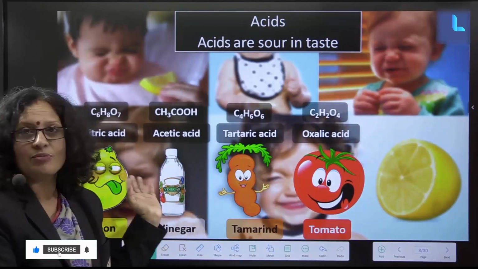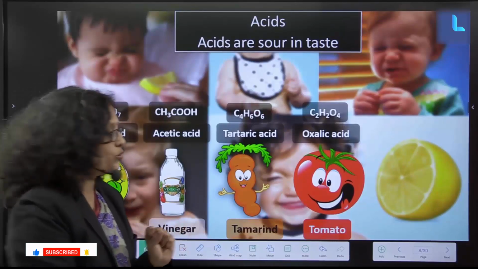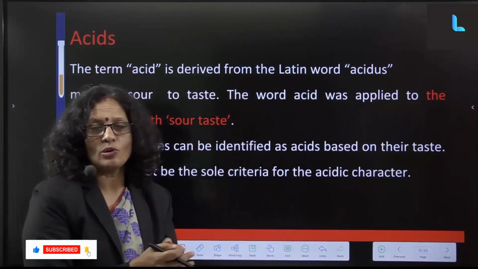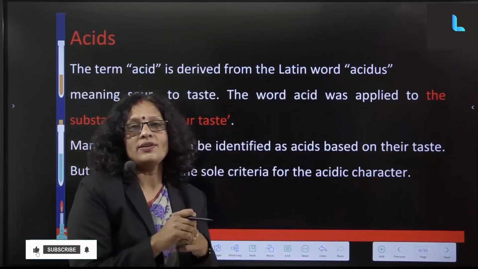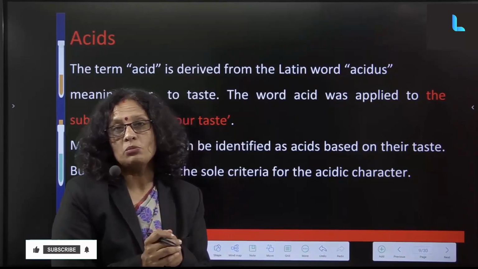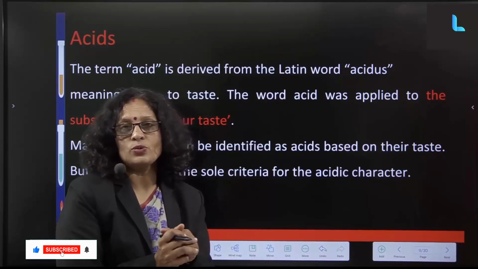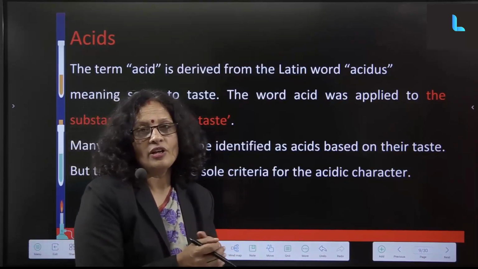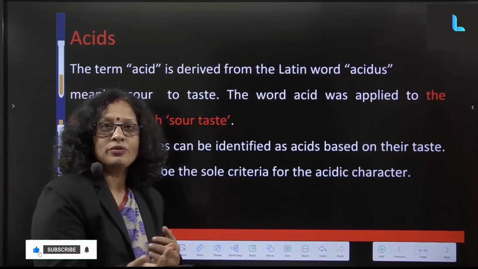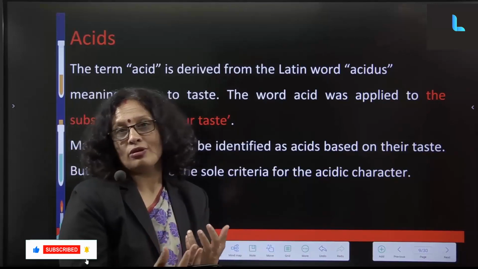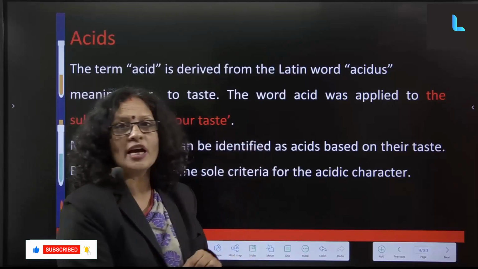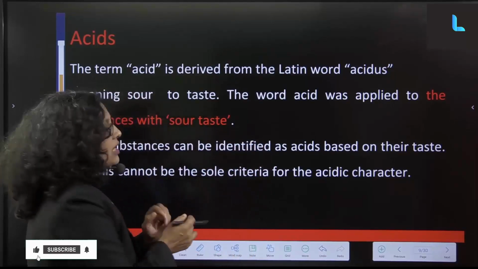So these are daily life examples where we use acids in small quantity. These are very dilute acids. This does not harm the body. In fact, immunity will increase by eating them, as they are rich in vitamin C. So all sour substances are rich in vitamin C and will increase your immunity towards different kinds of germ, insect and microorganism attacks. Then, the term acid is derived from the Latin word acidus, meaning sour to taste.